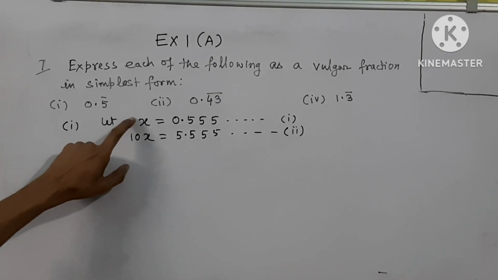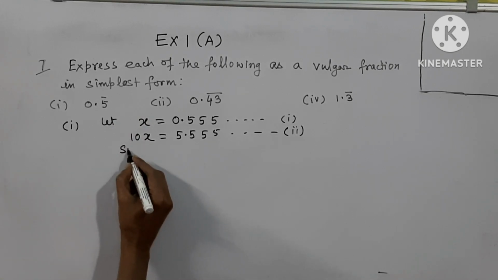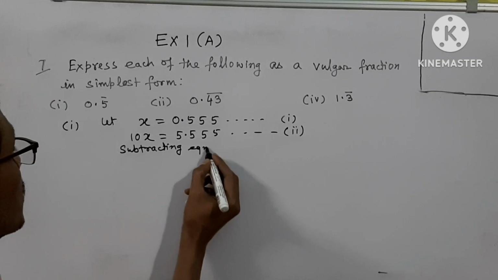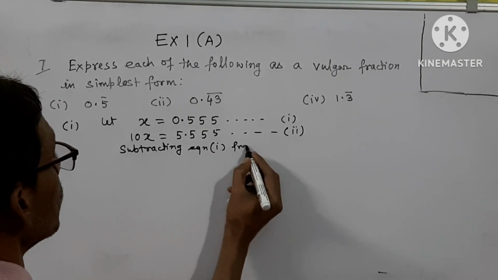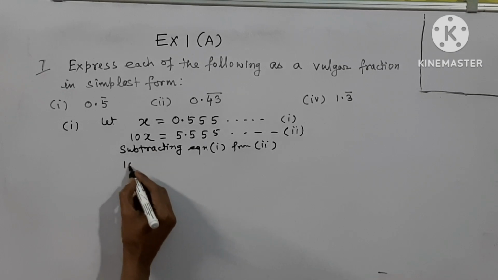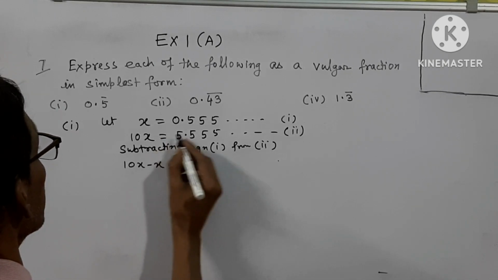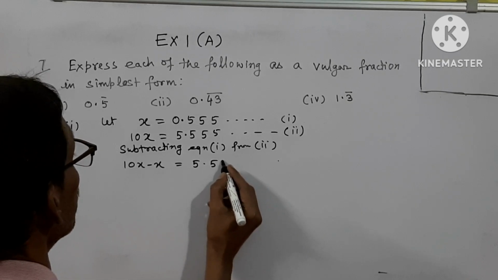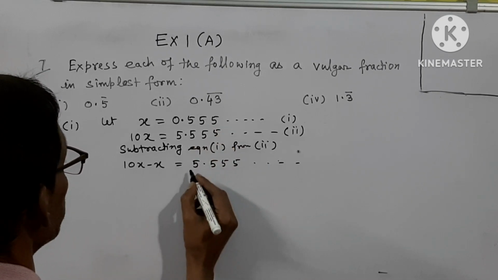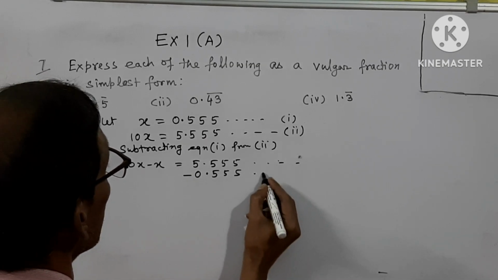Now see, if you subtract equation 1 from equation 2, subtracting equation 1 from 2, 10x minus x equal to, on the right side, 10x is 5.555 and so on, and you are subtracting 0.555 and so on.